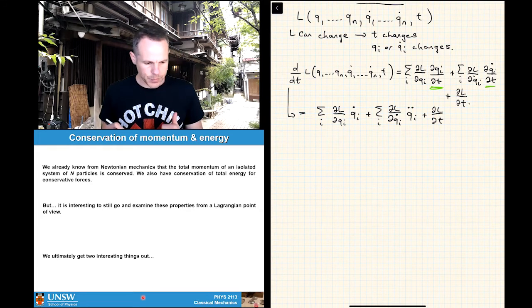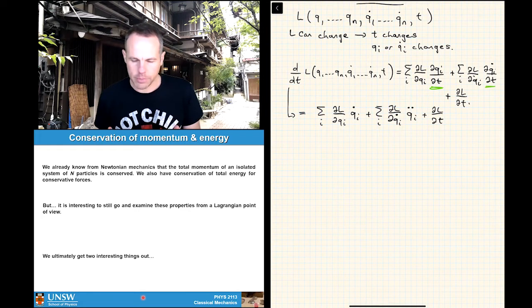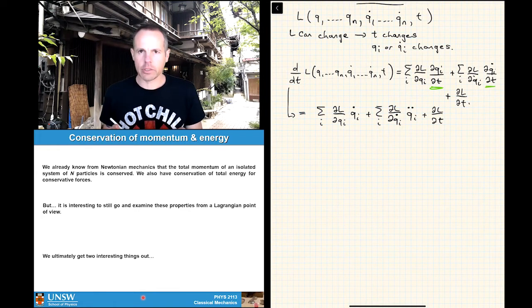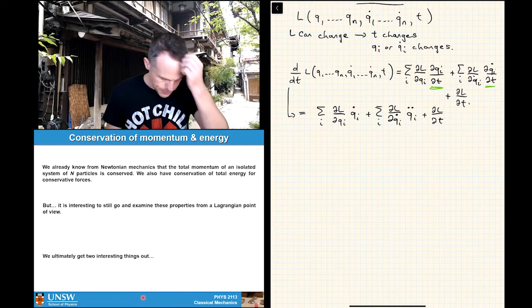And now the next step in here is that we can use Lagrange's equation and our definition of the generalized momentum to simplify this. And where I'm going here is to set up some notation that you'll use a lot in the second half of the course, okay?